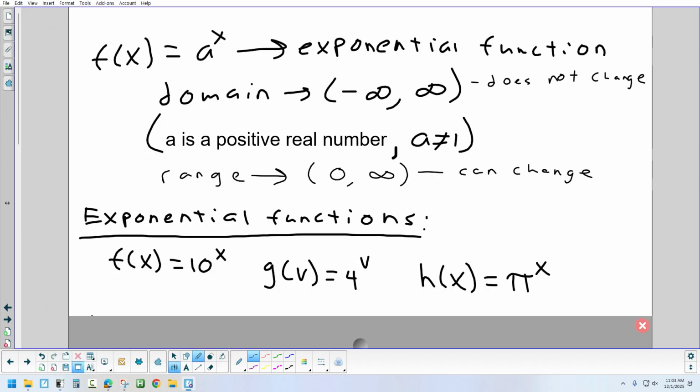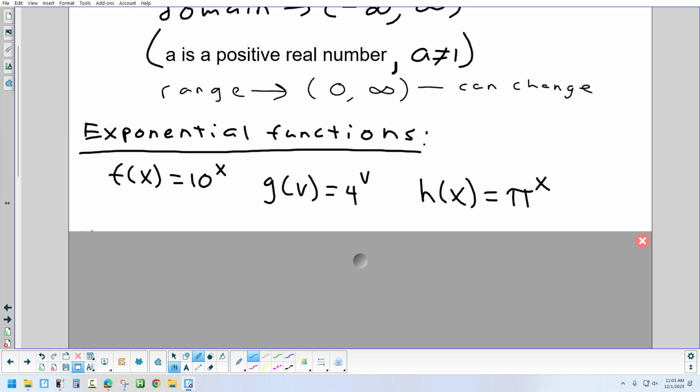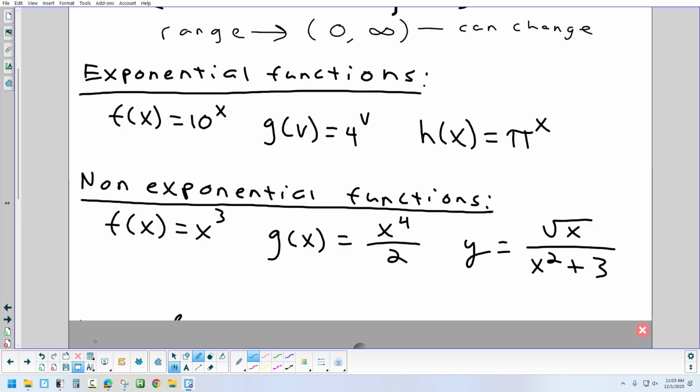So those are all examples of exponential functions. They all have bases that are positive real numbers. 10, 4, and pi, a fraction or decimal bases, those are fine. And they all have exponents that are variables. Those are all examples of functions that are not exponential.